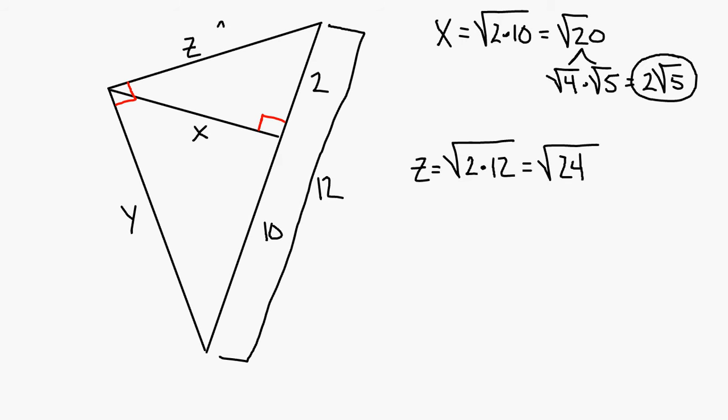When you simplify the square root of 24, four and 6, right? So square root of 4 times square root of 6. And that simplifies to 2 square root of 6.